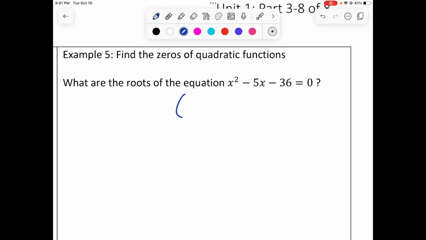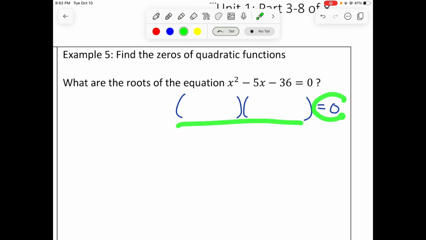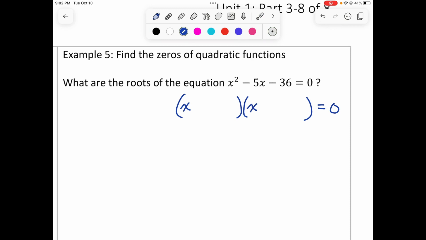All right, when you factored, please don't drop the equals 0. If you just wrote the parentheses without the equals 0, I'm going to have to dock you half a point, even though it will pain me. First, in both sets of parentheses should be an x, and then we needed two numbers that multiplied to 36 and added to 5. That's going to be -9 and +4.